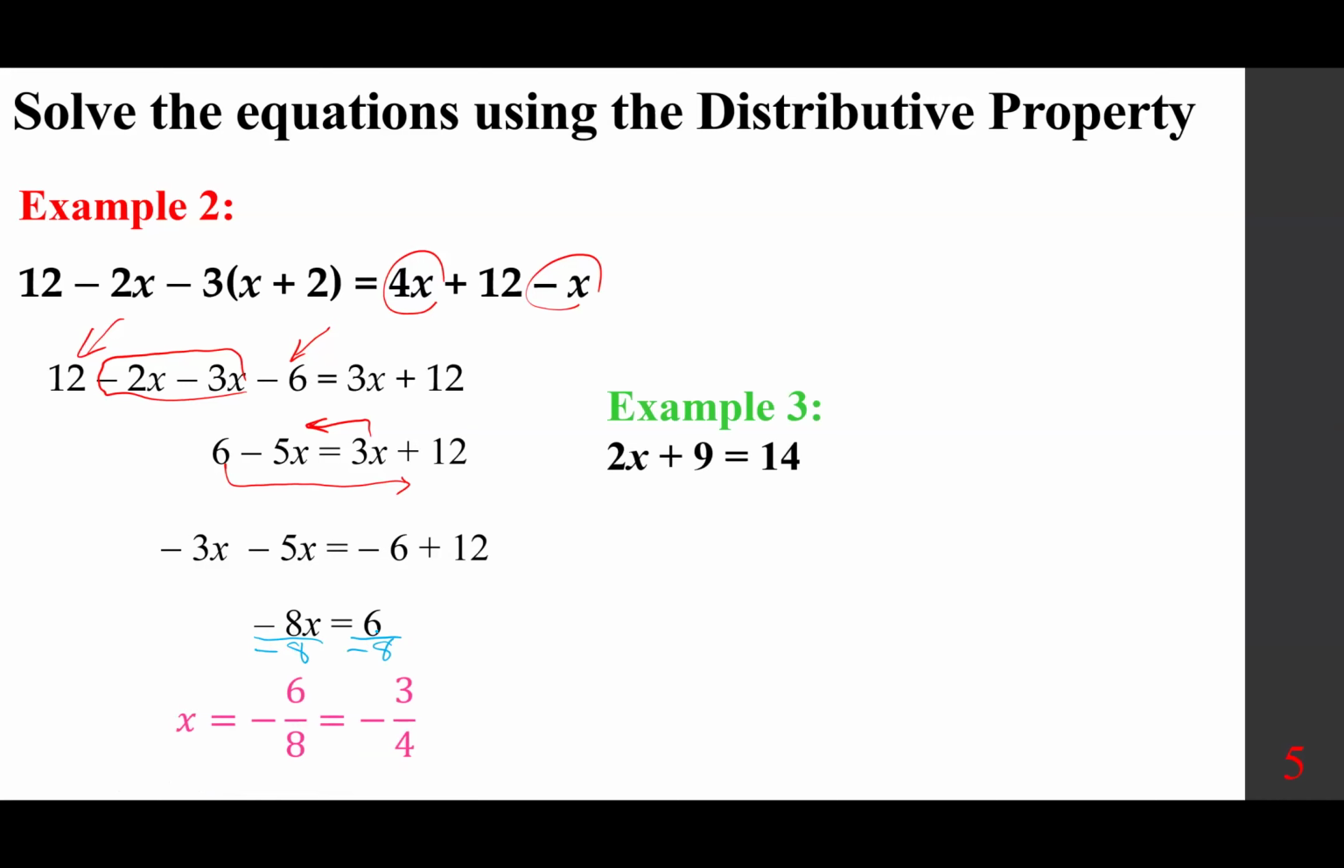2x plus 9 equals 14. All you have to do, move the 9, becomes negative 9, with 14 becomes 5, divide by 2, we're done.